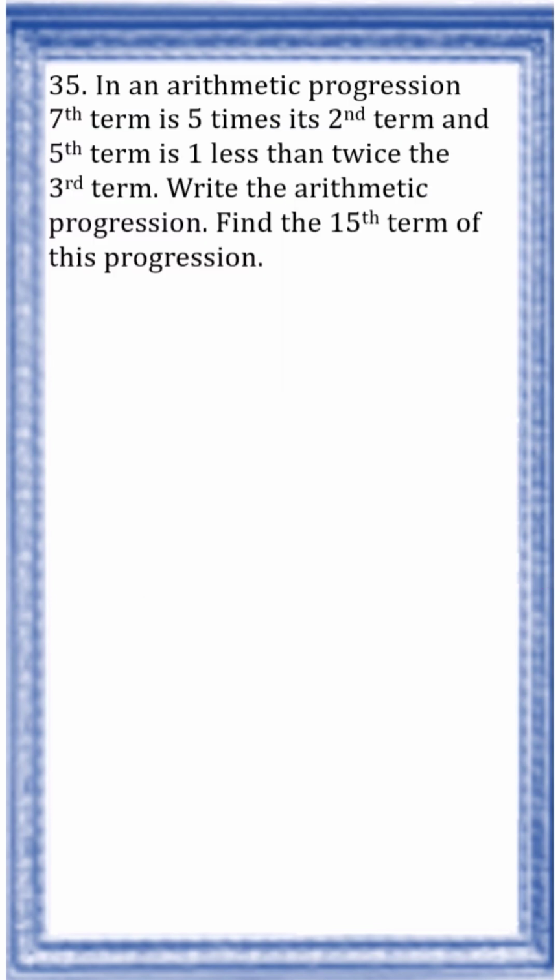Now the 35th question. In an arithmetic progression, the 7th term is 5 times its second term and the 5th term is 1 less than twice the third term. Write the arithmetic progression. Find the 15th term of this progression. Now what has been given? The 7th term is 5 times the second term. So it implies that A7, which is a plus 6d, equals 5 into A2, which is a plus d.